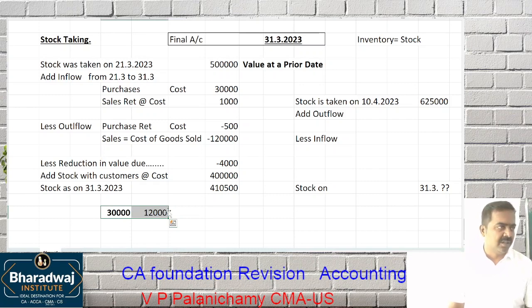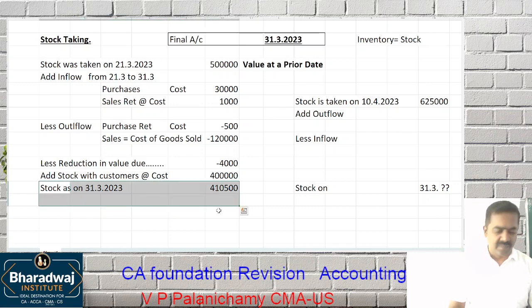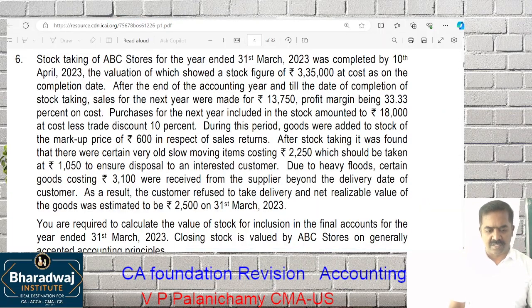You will provide for which one? Reduction in value. Suppose there are damaged goods and you find there is a loss, you provide for all losses, then adjust the value of stock. It is better to go to a question so that you will understand better.